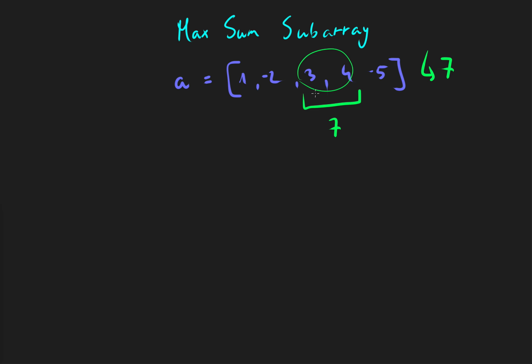So the numbers need to be contiguous, so they need to be together. Yeah, and that's the problem. So I'll give you a minute to think about how you would solve this problem, and then we can do it ourselves.